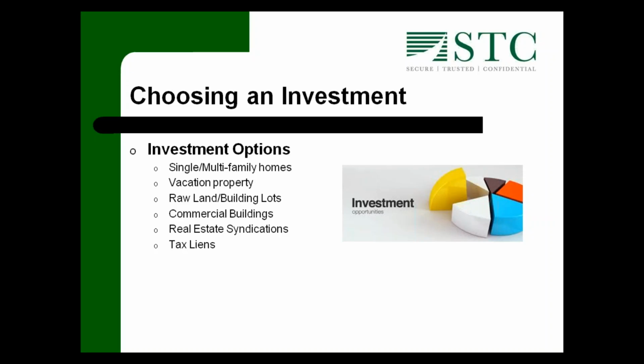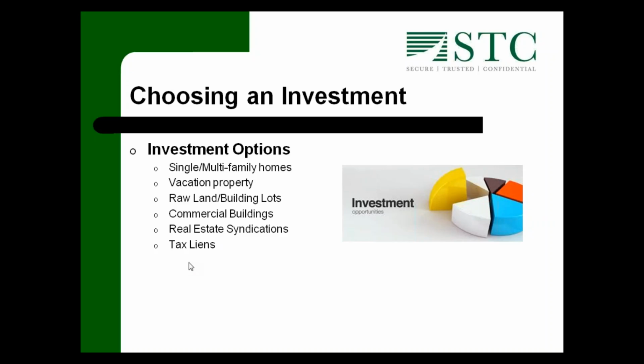And if your retirement account owns it, you cannot personally use it, nor can your spouse or your parents or your children. Remember that disqualified person rule. So it truly does need to be investment property. Now, you could send your brother and your sister-in-law there because they're not disqualified persons. But keep that in mind with vacation property. Raw land, building lots, commercial buildings, real estate syndication, so maybe a group of investors are getting together to do a real estate transaction, and tax liens.